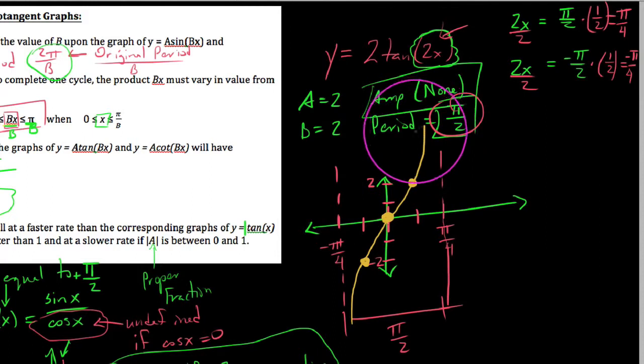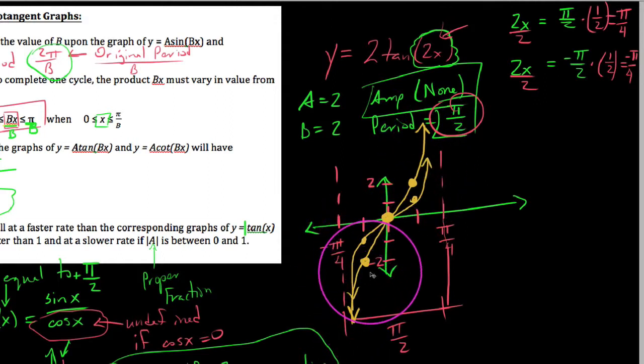Okay, so this is why on my note down here we say if the absolute value of a is greater than 1, then it's going to grow faster, because if it had been equal to 1, it would have been here and here, and it would have looked like this. But since it was 2, it's actually growing faster. All right, so that's the graph of tangent of x.